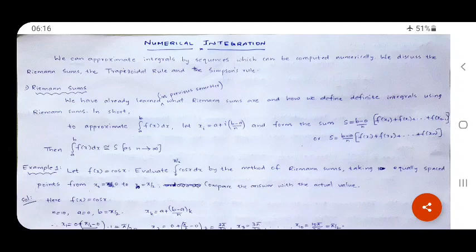So the first one is the Riemann sums. We define the Riemann sum S as S = (b−a)/n × [f(x0) + f(x1) + ... + f(xn−1)], or S = (b−a)/n × [f(x1) + f(x2) + ... + f(xn)], to evaluate the integral from a to b of f(x) dx, where xi = a + i(b−a)/n. Then the integral from a to b of f(x) dx is approximately equal to S. Now, of course, this approximation becomes better as n tends to infinity.